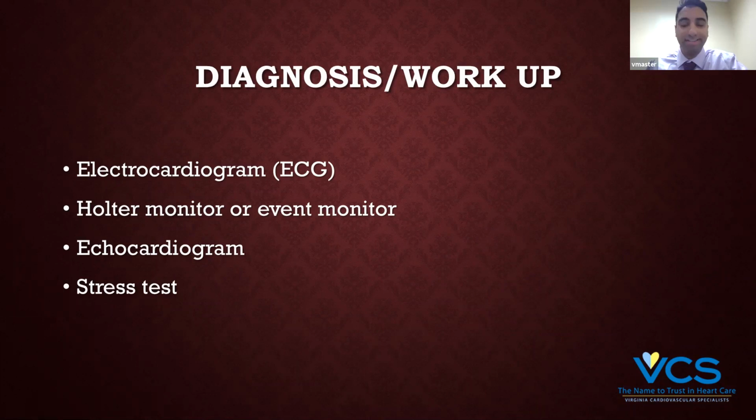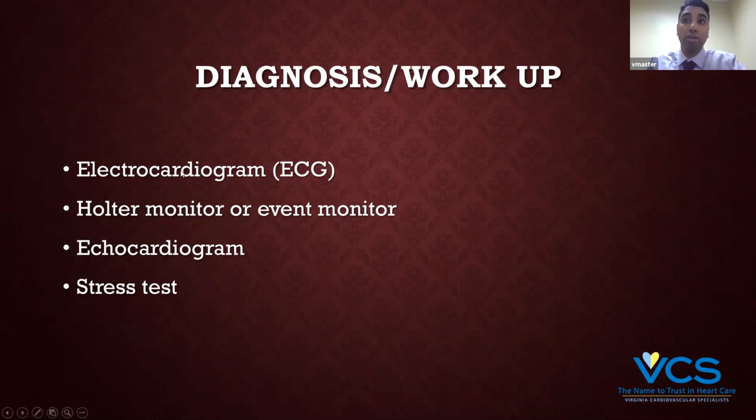So that's the electrical tracing of the heart. It's usually done in clinic, and that gives us a snapshot in time of what your heart rhythm is doing. Especially people who go in and out of AFib, we're not always going to catch it right when you go into clinic.